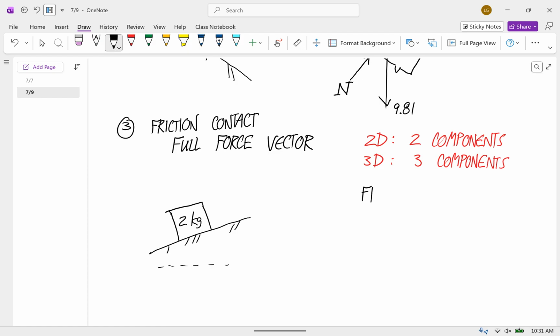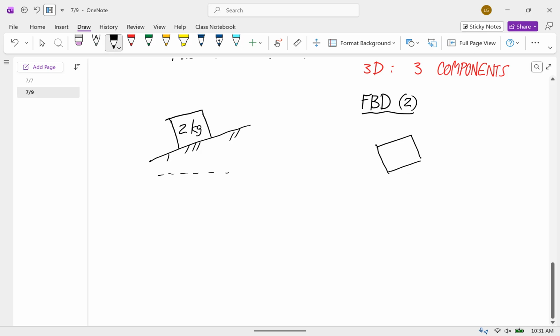So free body diagram of this 2 kilogram thing. We have the outline. We have the weight force going straight down. So 2 times 9.81 is 19.62 newtons.